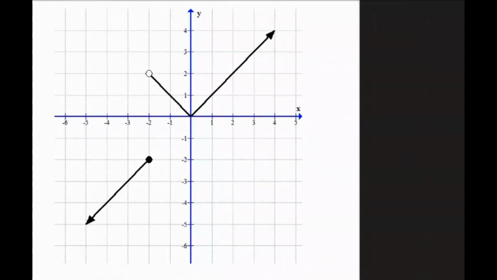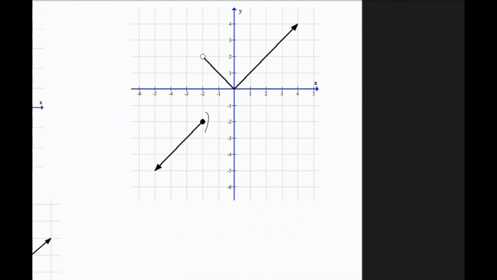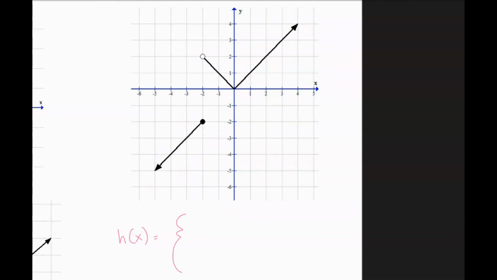Can anyone tell me how many lines of function am I going to write for this piecewise function? 3. 3 is an option, right? Because I have 1, 2, 3. Anyone see something different? Does anyone see anything different here? What do you see? Do you have to do 3 different lines? What else could you do?